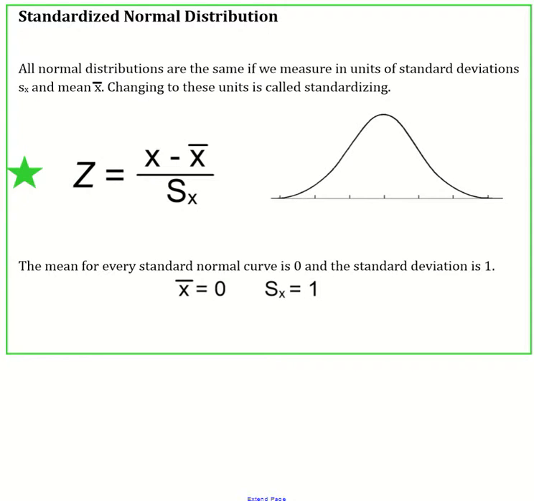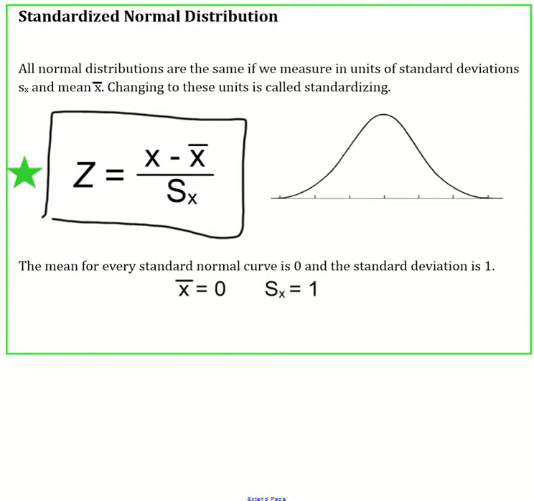So, what are z-scores? We know that all normal distributions have standard deviations, and those tell us different percentages of the data. And so what we can do is turn all normal distributions so that they are the same if we measure in units of standard deviations and the mean. We change these to all be in the form of z-scores.